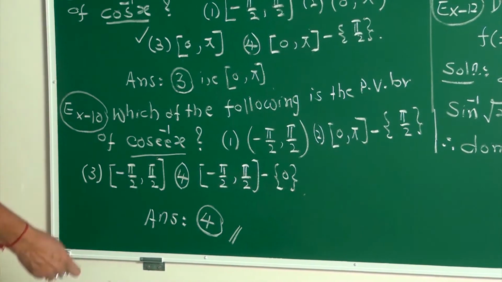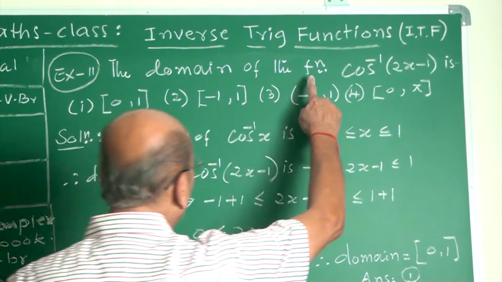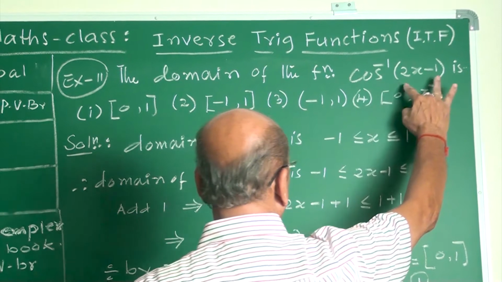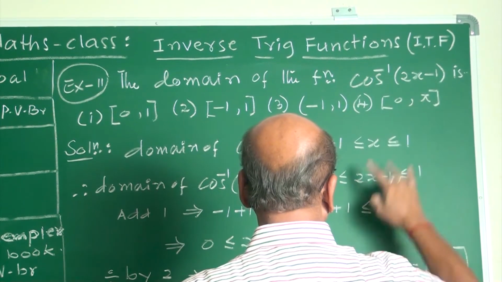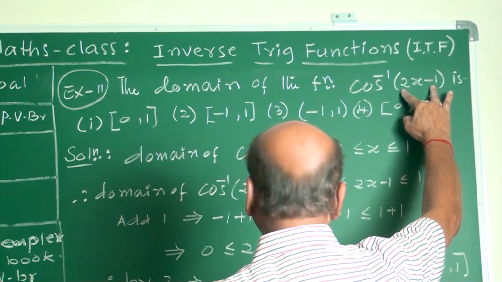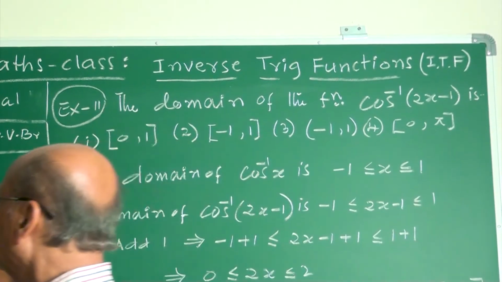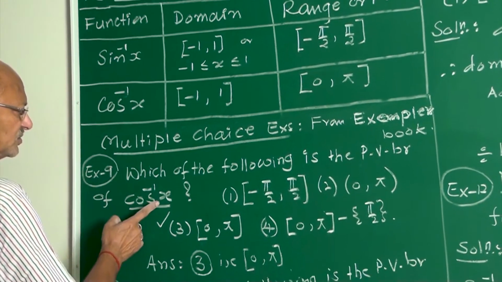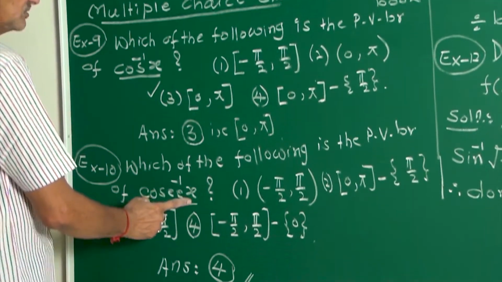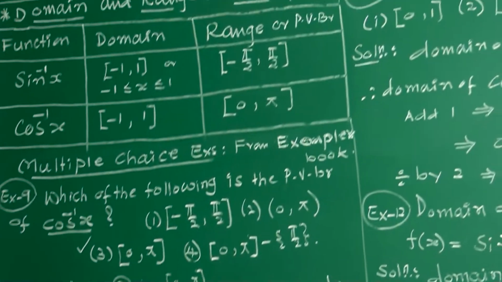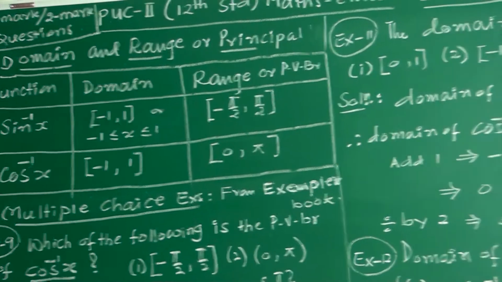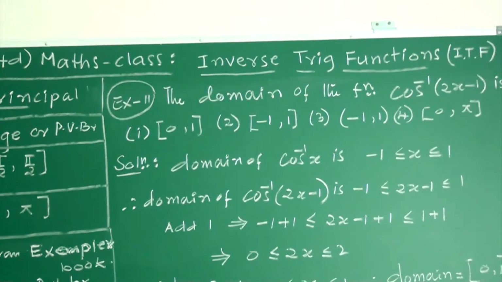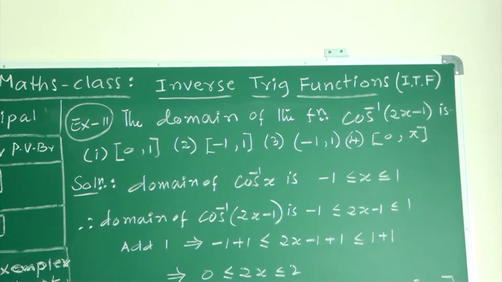These are two. It is the third example, my friend. The domain of the function cos inverse 2x minus 1. Earlier, it was the domain of sin inverse x, cos inverse x, like that. Even while doing these two, objective type, it is cos inverse x, it is cosec inverse x. But in this case, you want the domain of cos inverse 2x minus 1.